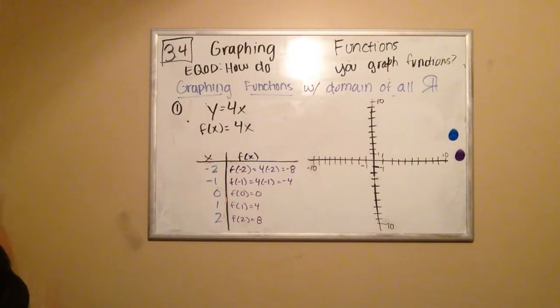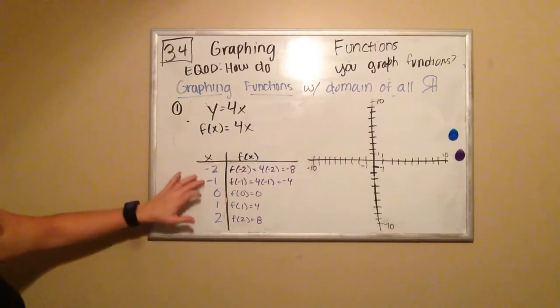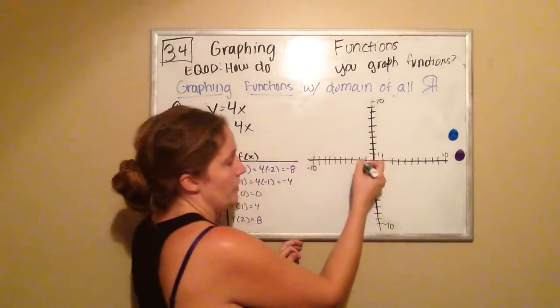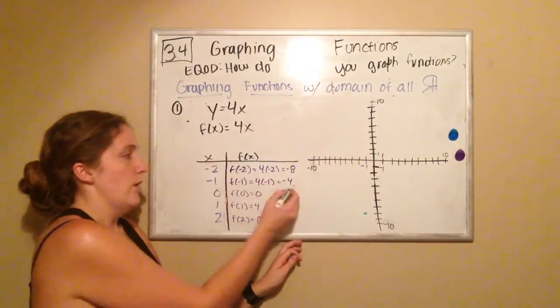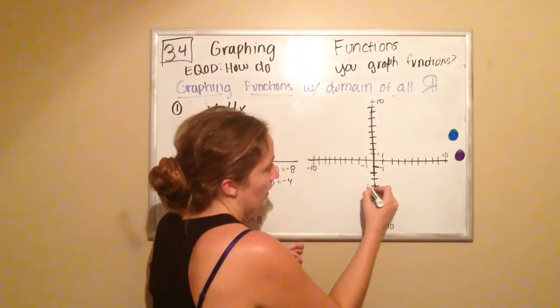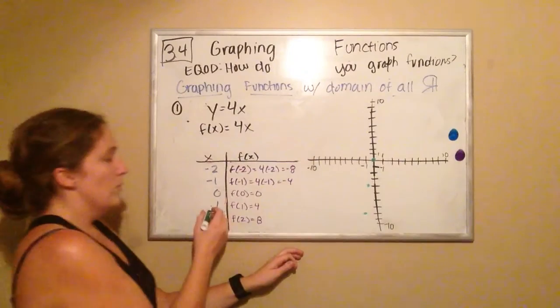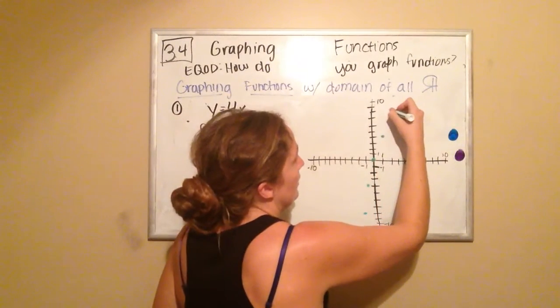And let's go ahead and graph them, make sure we've got a good idea of exactly what our graph's going to look like. We have 1, 2, 3, 4, 5 different coordinate points. First one at -2, -8. Next one at -1, -4. 0, 0. 1, 4. And 2, 8.